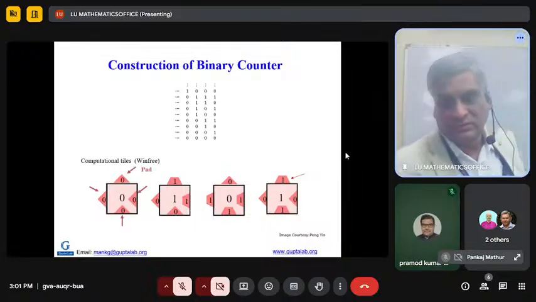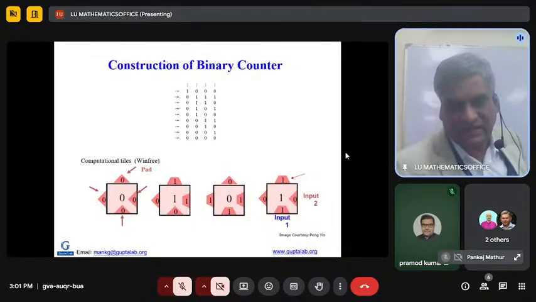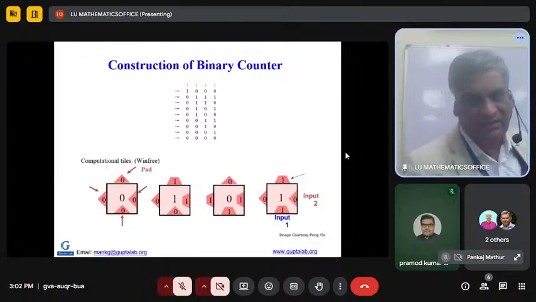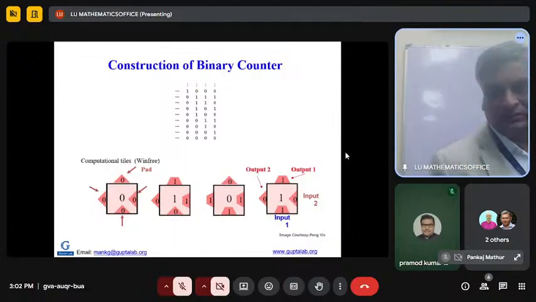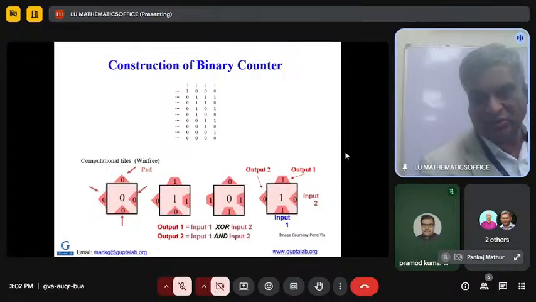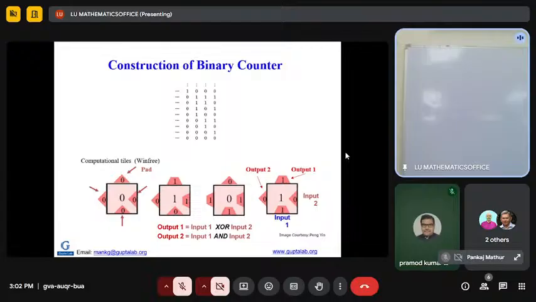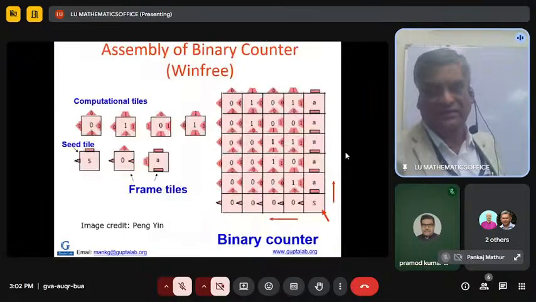Let me show you. These edges are known as pads, and you can think there is some relationship here in input-output. Output 1 here is the XOR of input 1 and input 2, and output 2 is the AND of input 1 and input 2. And this is how these numbers will be computed. Okay, so 2 sides are input, 2 sides are output. And with this computation, now you see how it can create this.